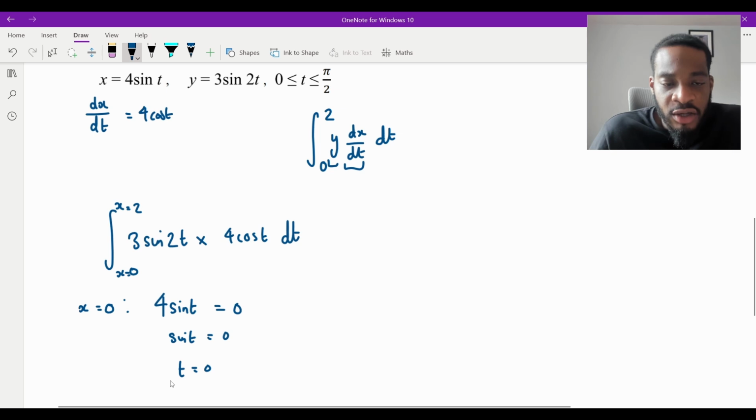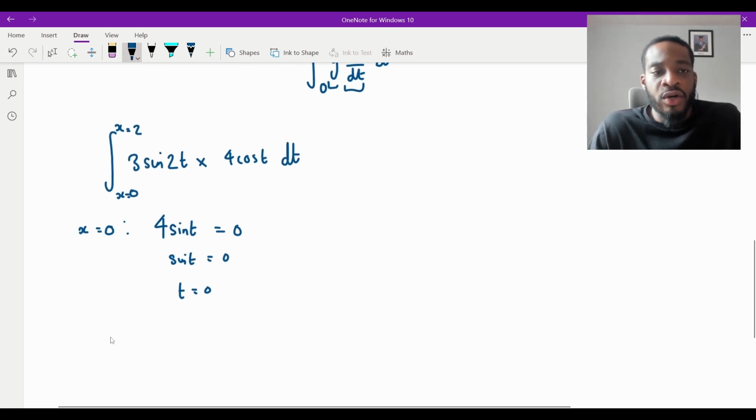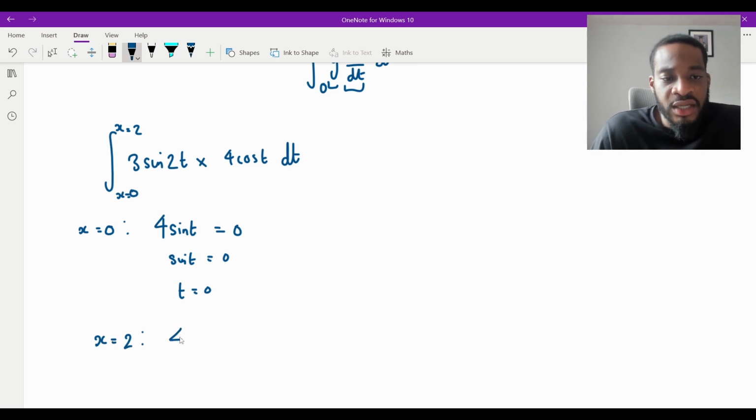So that's going to be our answer, and it's between 0 and pi over 2. So that one is fine. So that's done. Then now we're going to do x is equal to 2, right? And then we're going to say 4 sine t is equal to 2. That means that sine t is equal to 2 over 4, which is a half, isn't it?